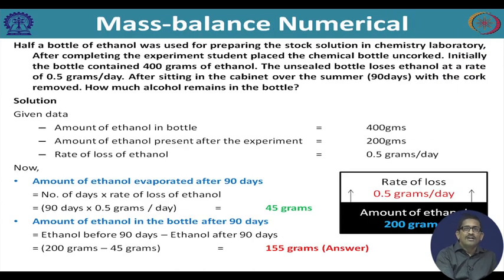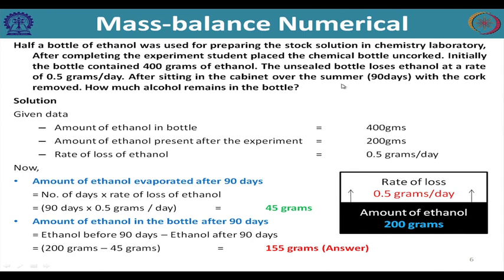Now let us solve a simple numerical. A half bottle of ethanol was used for preparing the stock solution in a chemistry laboratory. After completing the experiment, the student placed the chemical bottle uncorked. Initially, the bottle contained 400 grams of ethanol, and the unsealed bottle loses ethanol at a rate of 0.5 gram per day. After sitting in the cabinet over the summer, that is 90 days, with the cork removed, how much alcohol remains in the bottle?